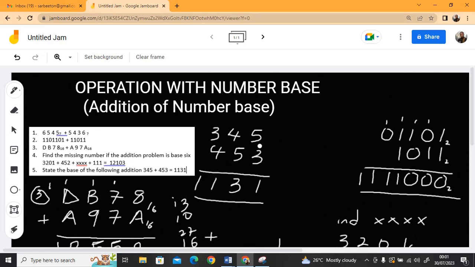It's just critical thinking. When you think, okay, if it's in base 7, let me add them up to see if it will give me this number. Now 5 plus 3 is 8. 8 goes in 7 is 1. Remainder 1, right? Now you have 4. 1 plus 4 is 5. 5 plus 5 is 10. 7 goes into 10 is 1. Remainder 3.